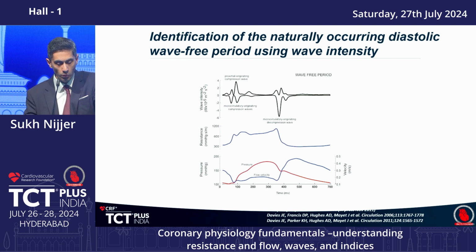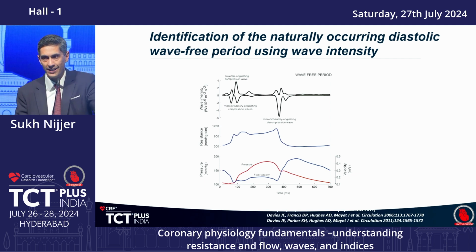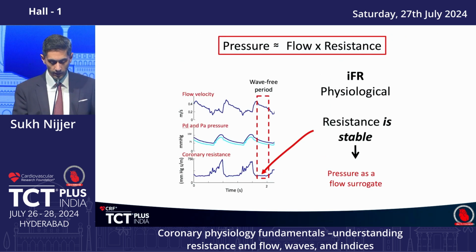And you'll understand that within a single heartbeat, there is a period in diastole in which resistance is low. It is not the absolute lowest, but it is low and it is stable. And if we make a measurement there, you'll see that pressure and flow are linearly related and fall together. This is why we can make measurements in diastole and understand the significance of a coronary stenosis. This is how we developed IFR over 15 years ago at Imperial College through this observation.